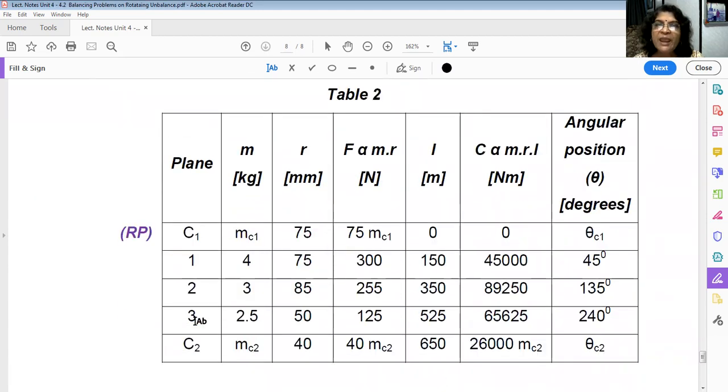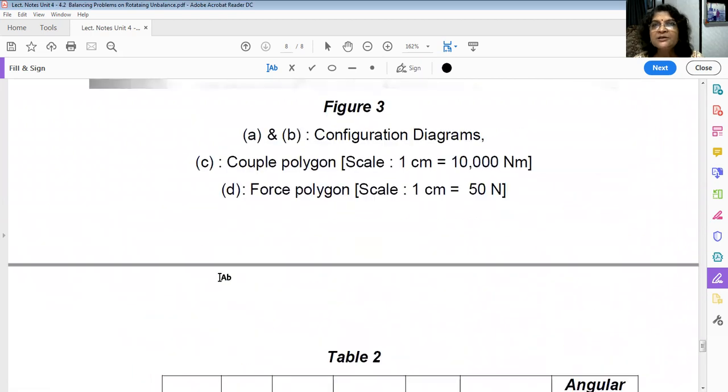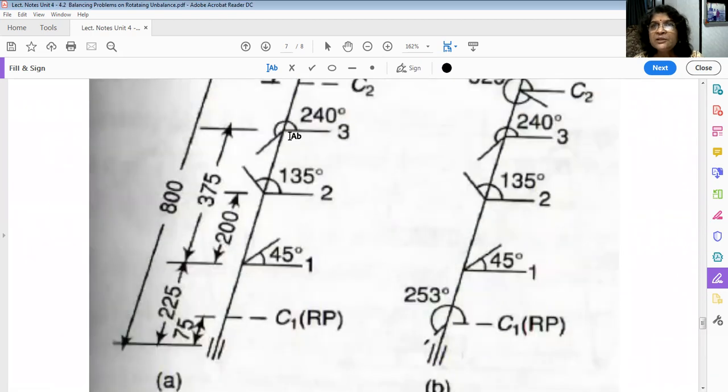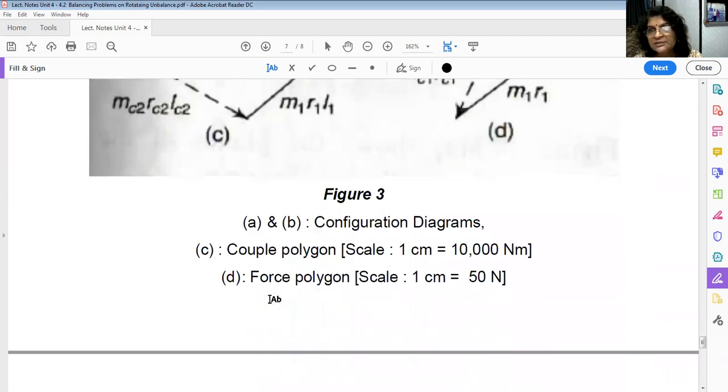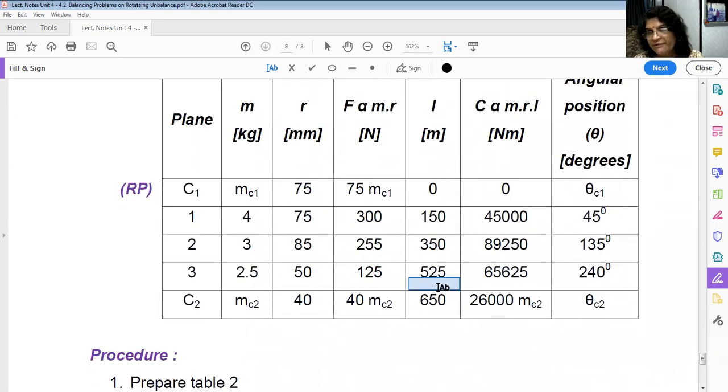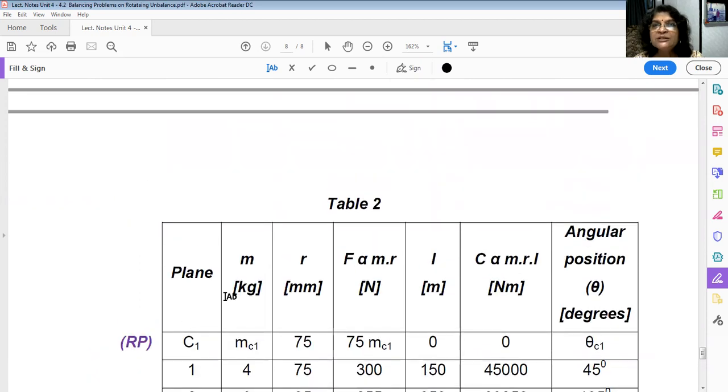Now what is the distance of M3 from RP? Let us go to the diagram. This is your M3. The distance is given from M3 and M1, that is 375, plus this 150 is your distance from M3 to plane number 1. Understood? 375 plus 150. Okay, how much is it? 525.